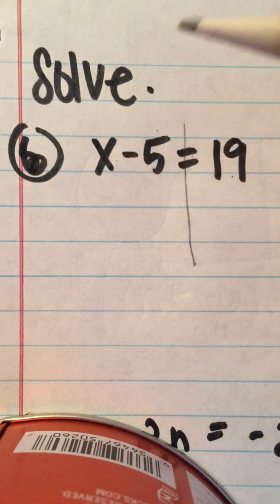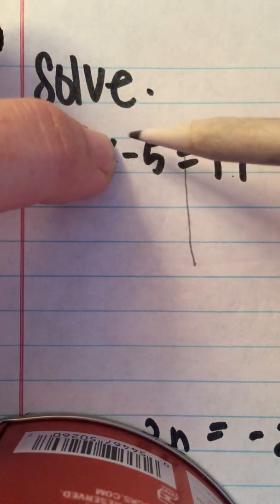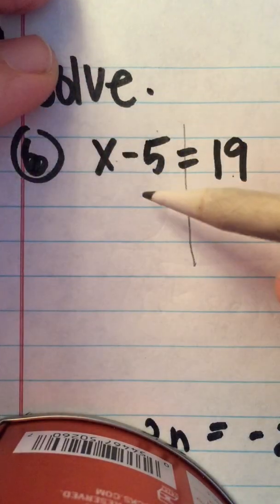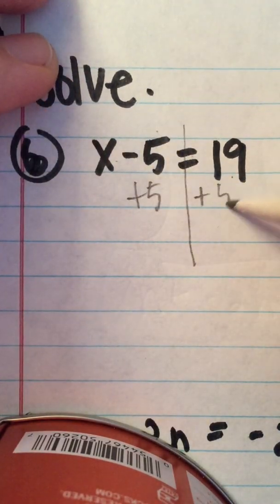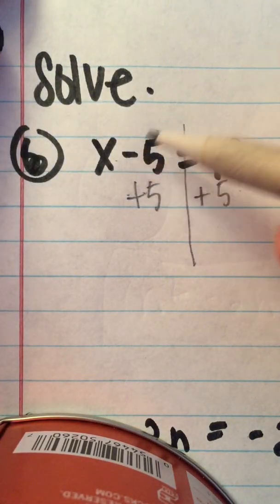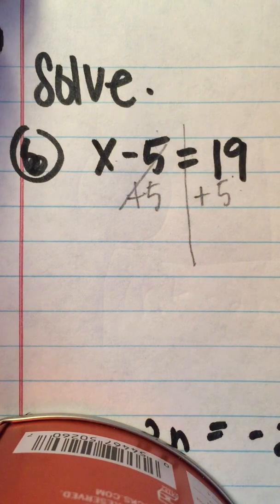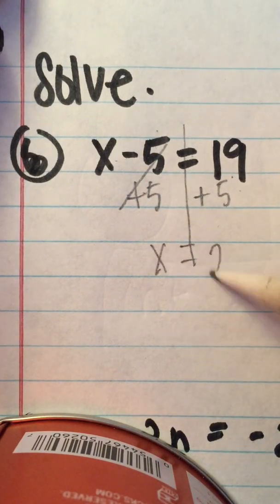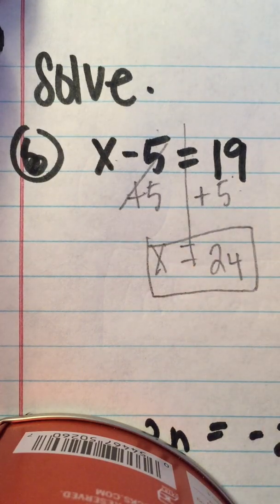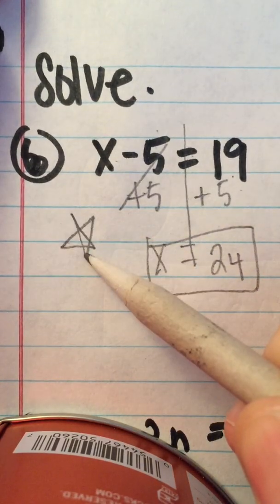This is x, and if you cover up your variable, you can see that this term is -5, and the inverse of -5 would be +5. So I'm going to add 5 to both sides of my equation to keep it balanced. -5 plus 5 is 0, so x is equal to 24. All right, you guys are doing a really good job with these problems here.